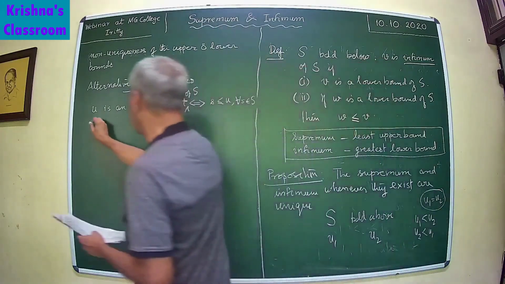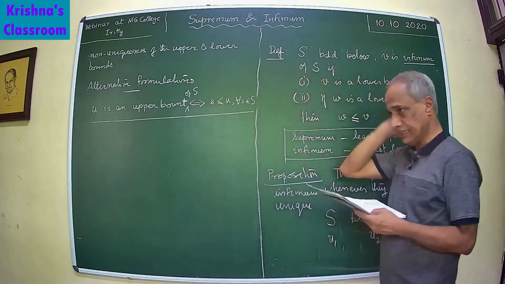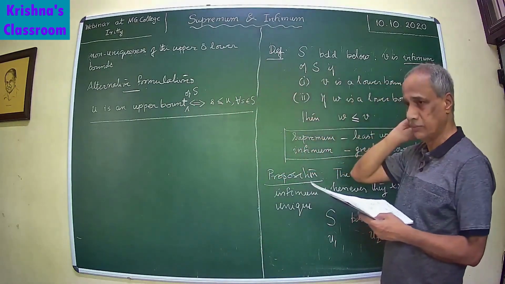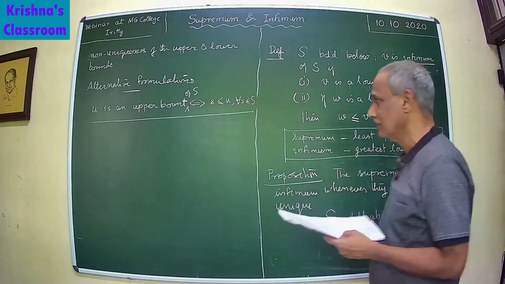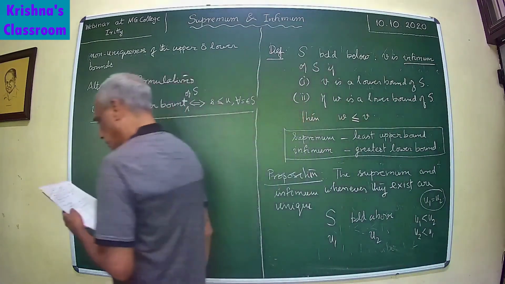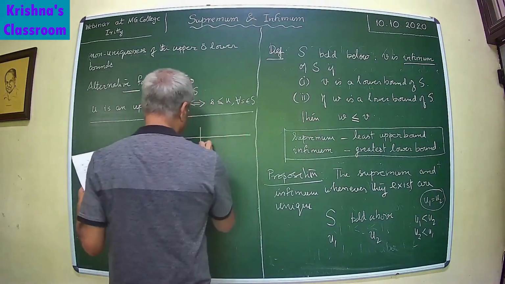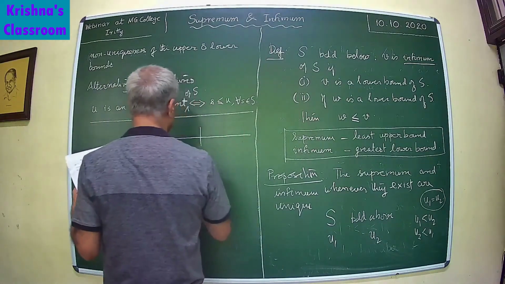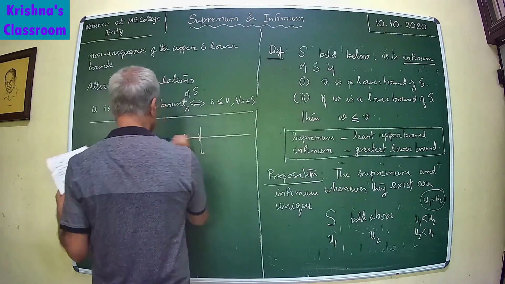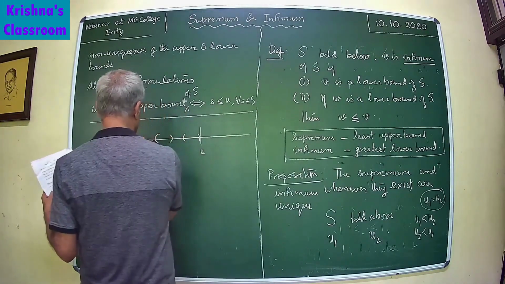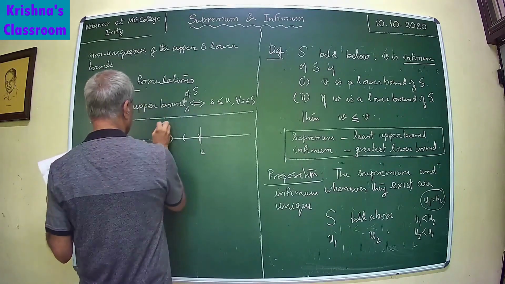Okay, so that is that. Now we have to go for the second thing. This is only talking about the upper bound. Now we have to talk about the least upper bound. So how do you do that? Let us see what can happen. Suppose U is the least upper bound, and there are some points that constitute your S.